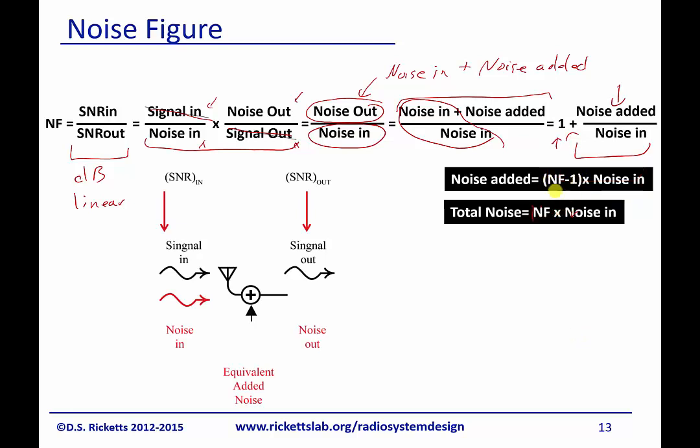And so I've written over my notes here. The noise added is simply the noise figure minus 1 times the noise in. And this is important, because in all of our equations in the next couple of modules, you're going to see NF minus 1. And you have to remember, what is the 1 for? The 1 just removes the fact that the noise out is equal to the noise in plus the noise added. So the minus 1 gets rid of the noise in. And the total noise at the output is simply the noise figure times the noise in. And you can see right away why that's super convenient. Because if you give me a noise in and you tell me the noise figure of a component, I can tell you what the total noise on the output is going to be.